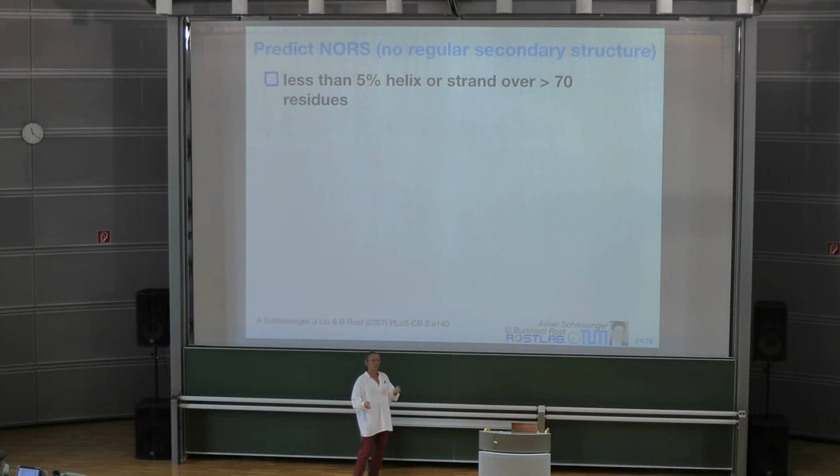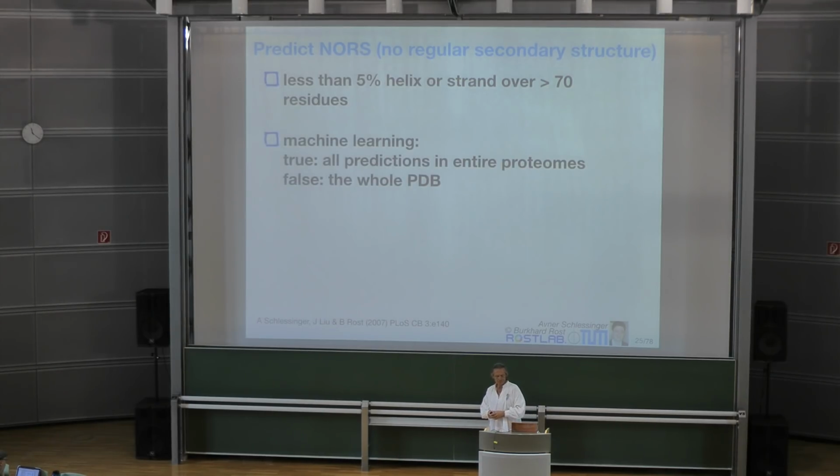So you need 2 data sets that you want to take apart. What are these? How can you produce them? So the true cases are the ones that you predict. Everything longer than 70 has no regular secondary structure, for a large set of proteins.